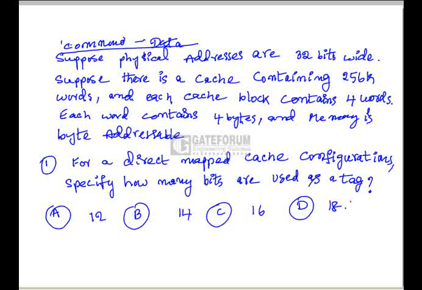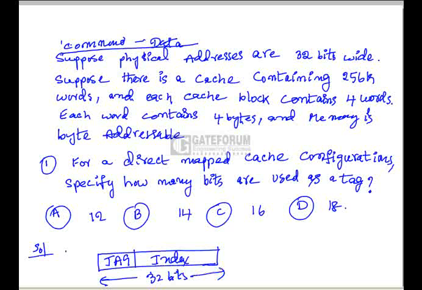So if 32 bits is the total bits used, it means the total number of bytes is 2 power 32. So memory is byte addressable. Actually, we can do it like this. The first question is, for a direct mapped cache configuration, specify how many bits are used as a tag. Usually the 32-bit physical address has to be divided into tag and index, where the index is a part of the cache. Tag and index together make up the physical address, that is 32 bits, and the index is only used for the identification of the cache.